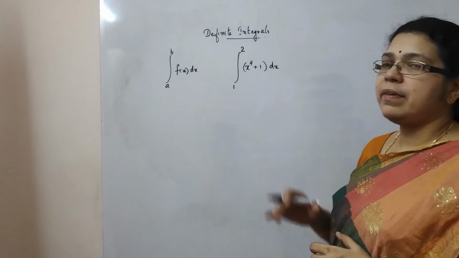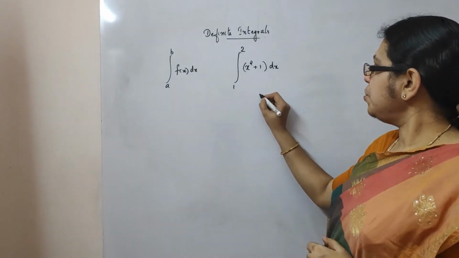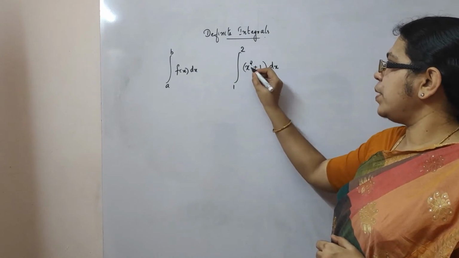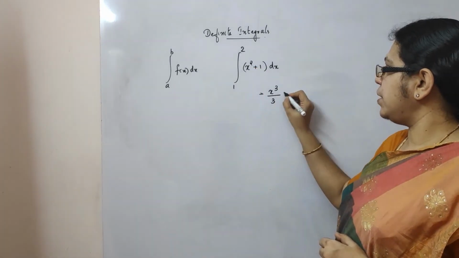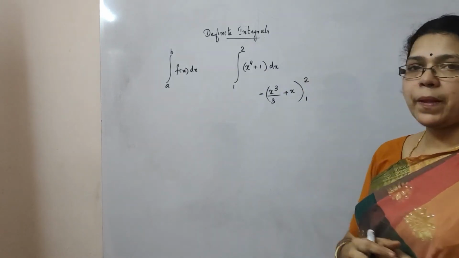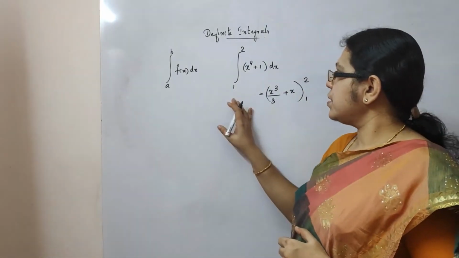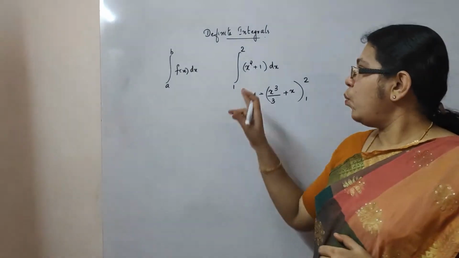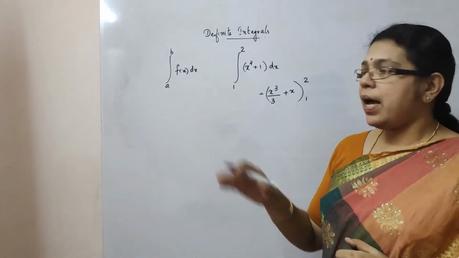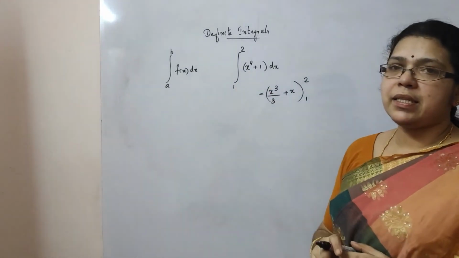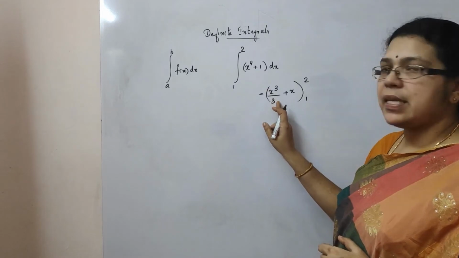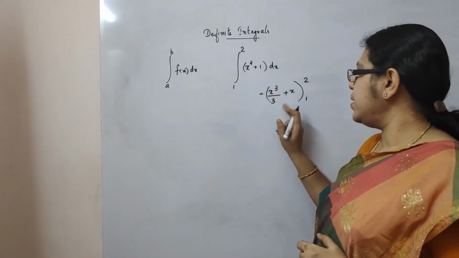Now, how to find the value of this integral? As usual, I will find the integral of this function. That is, the integral of x square is x cubed by 3, plus x, within the limits 1 to 2. So here I have discussed the integral 1 to 2 of x square plus 1 into dx. I have integrated the function as x cubed by 3 plus x. When I integrate x square, I get x cubed by 3. Integral of 1 is x.